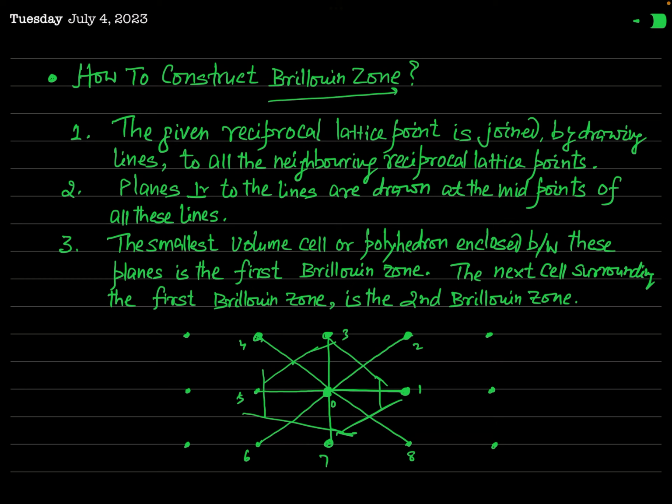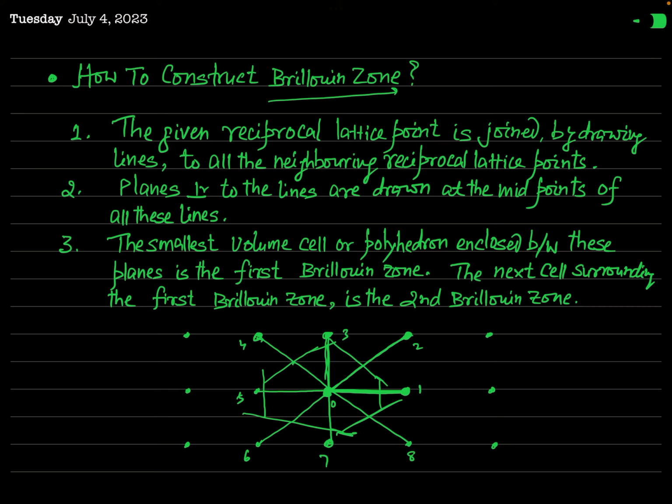Now, to find the Brillouin zone, you have to join this reference lattice point to all those points. So I am joining here. You can see the point O to 1. Again, you have to join O to point 2, O to point 3. In this way, you have to join all the closest reciprocal lattice points to the point O.